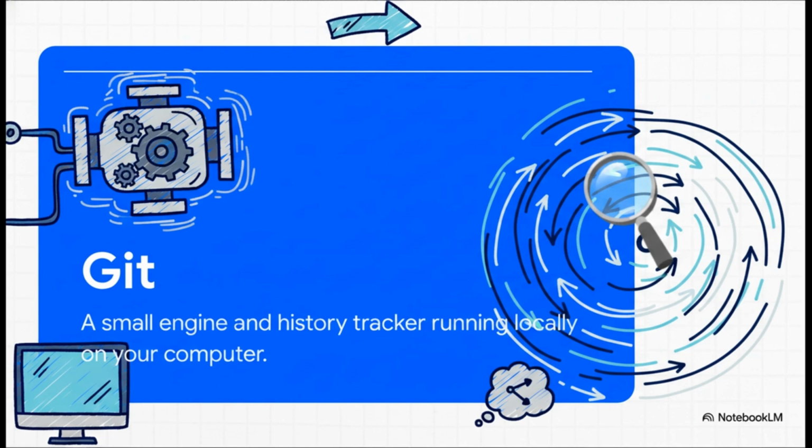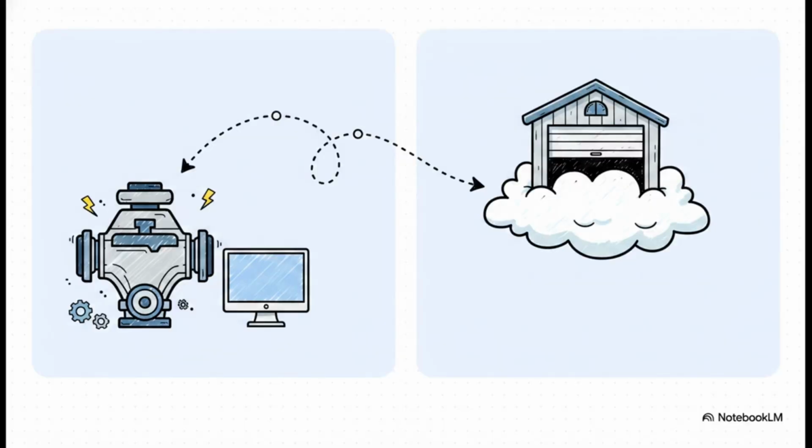And this brilliantly illustrates the relationship between the two. If Git is the engine running smoothly on your local machine, well then GitHub is simply the garage up in the cloud where your code is stored and shared. Git is the local version control doing all the driving. GitHub is just the destination where you park your projects so your team can see them or so you can access them from absolutely anywhere.